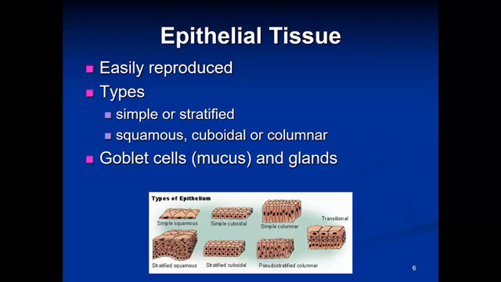Embedded within the epithelial tissue are goblet cells. These secrete mucus and are very prevalent in the intestinal system and the respiratory system. There also may be glands within the epithelial tissue.